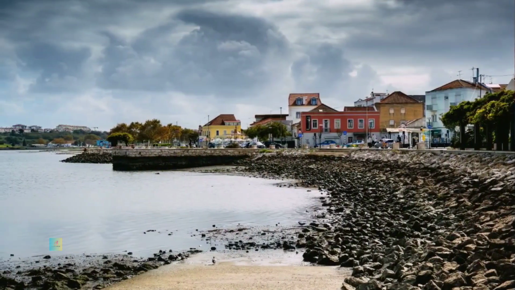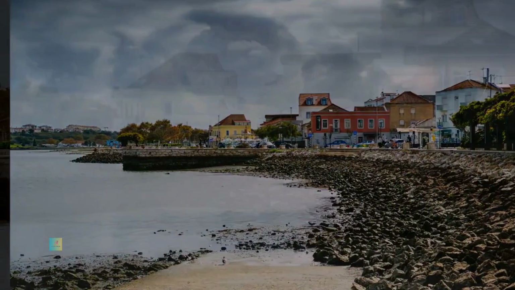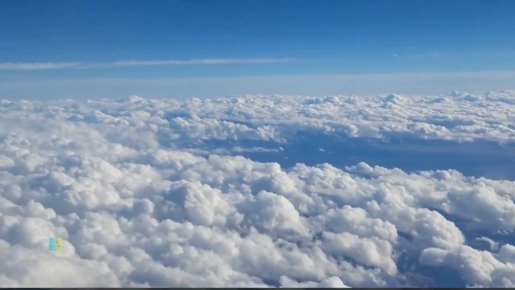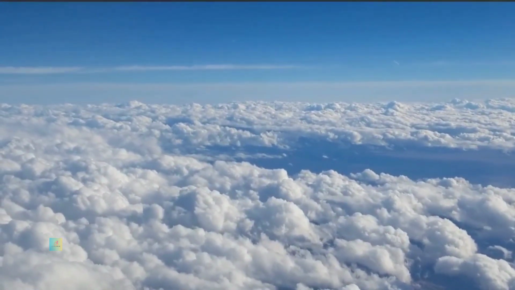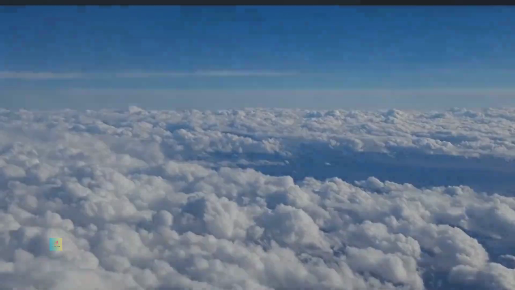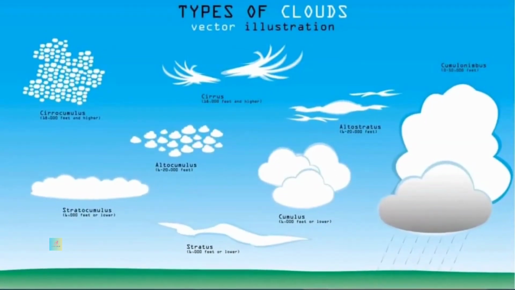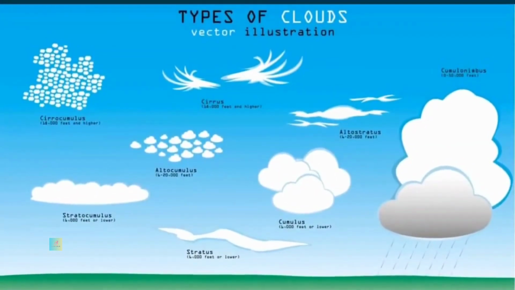Mid-level clouds, 6,500 to 20,000 feet. Altocumulus and altostratus are examples of mid-level clouds. They consist of both water droplets and ice crystals, contributing to their varied appearances. These clouds often create a layer of cloud cover leading to diffused sunlight.